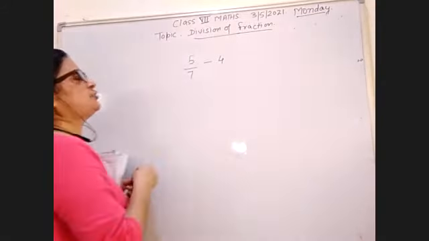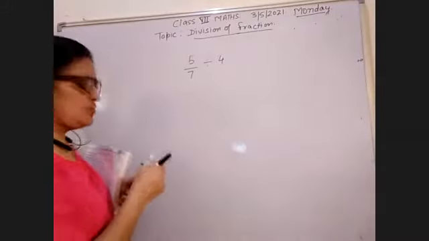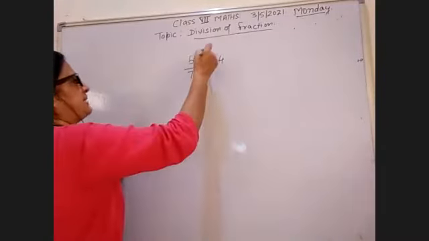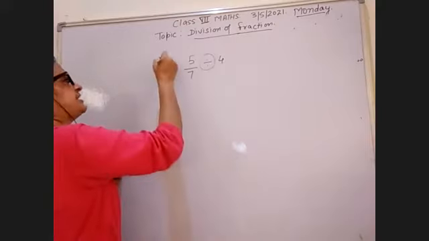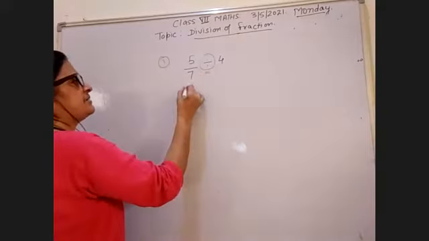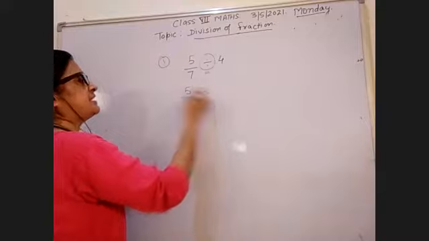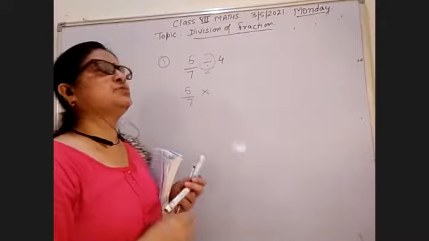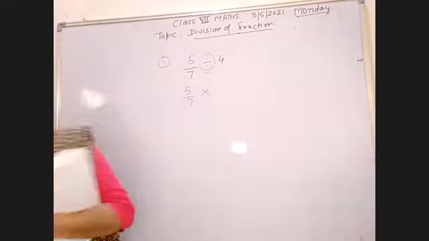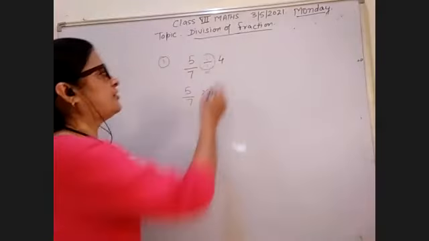Change this division portion into multiply. This sign you have to change it into the multiply and take the reciprocal of 4.